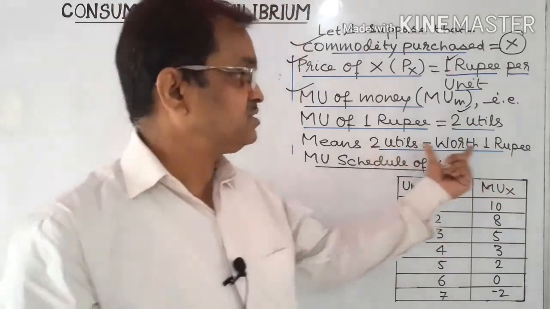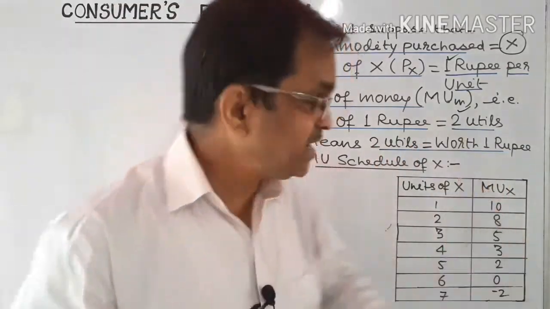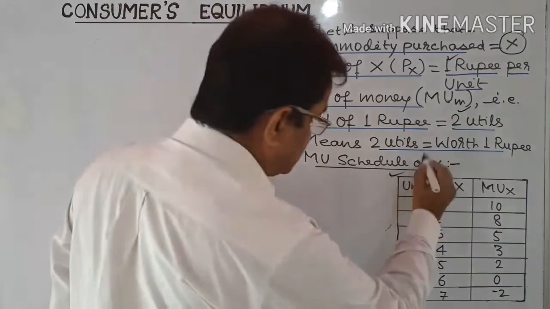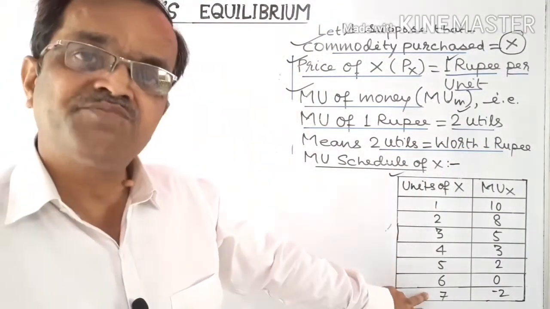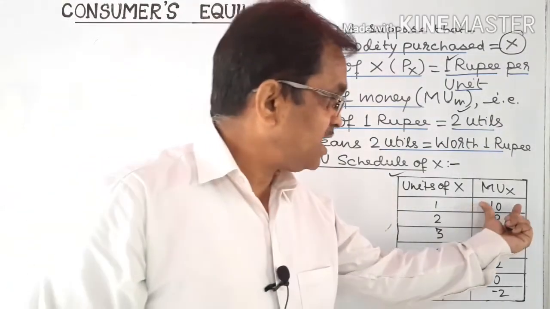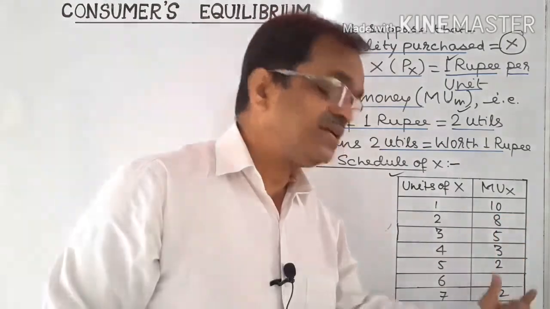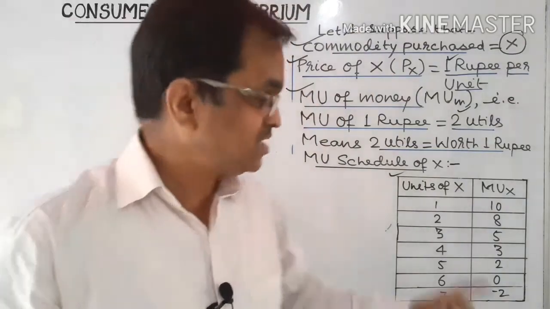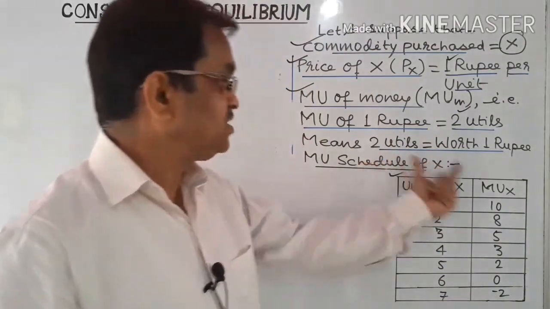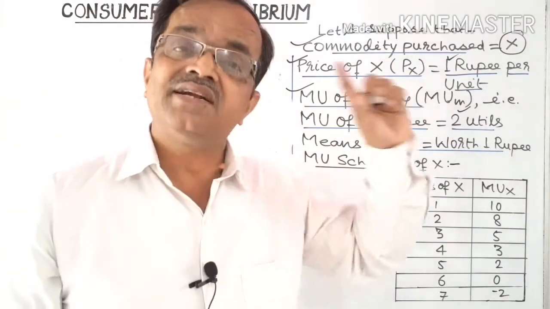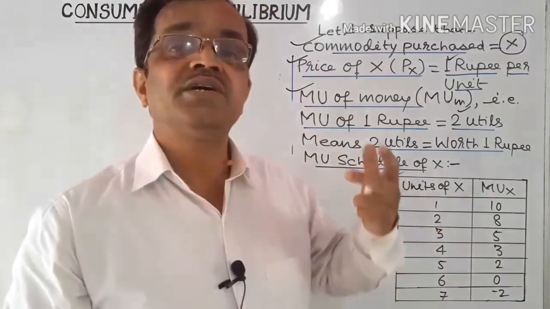माने 2 utils 1 रुपया के बराबर है. Now the marginal utility schedule is drawn. The consumer is consuming, suppose, 7 units of that commodity, and the additional satisfaction that the consumer is getting from those 7 units is simply written in the form of a table. That is the marginal utility schedule of commodity X.